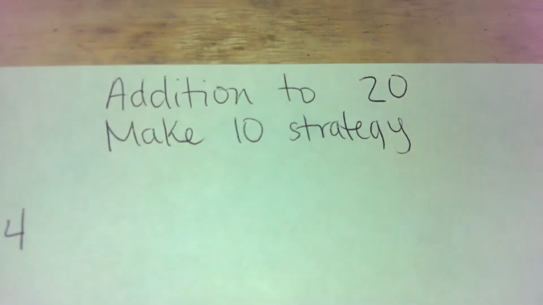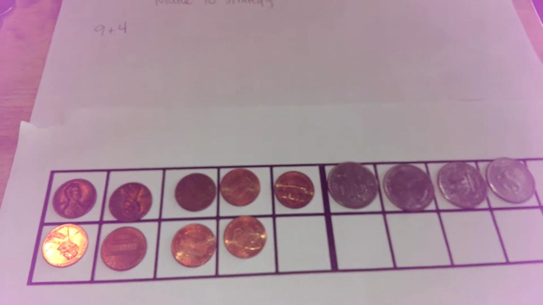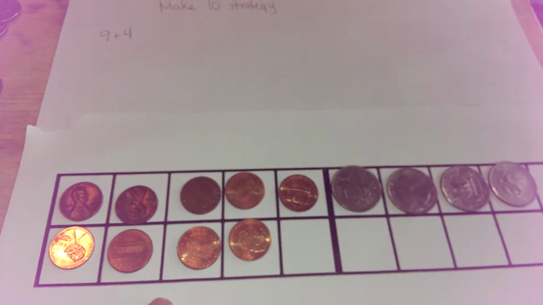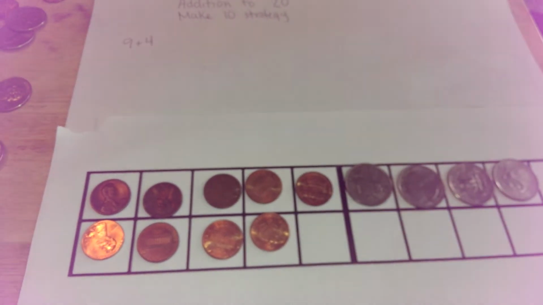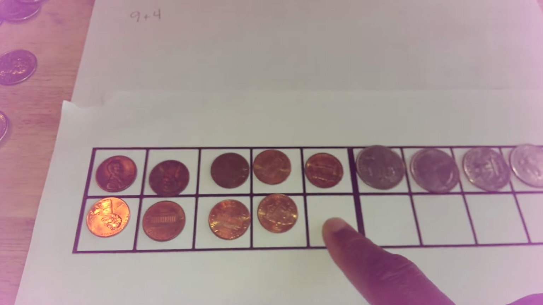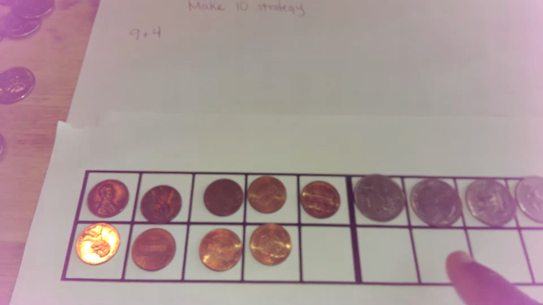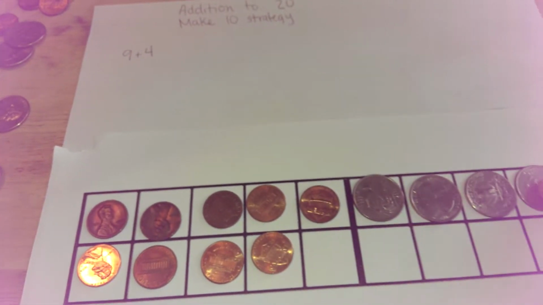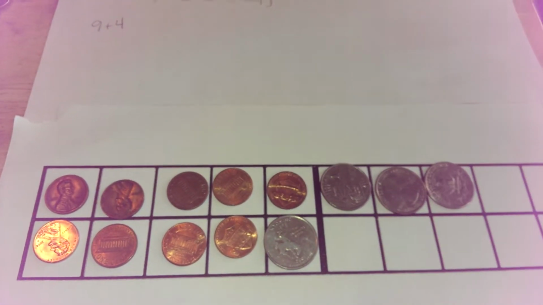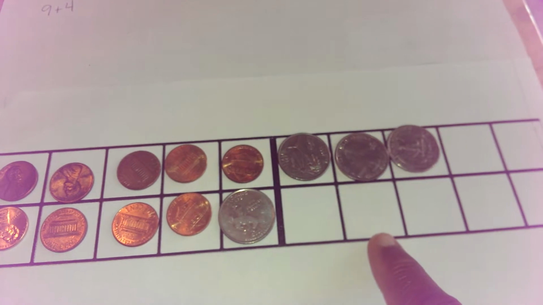So again, we're using the Make 10 strategy. As I look at these two numbers, 9 and 4, I'm thinking of how can I put something together to make 10? I'm looking at 9 and it's very close to 10. So I think I'll go for the greatest number, and I just need one more coin to make this 10 coins. So I'll take 1 from my 4 to make this 10. Move over 1. Now, what can we see? 10 on this side and 3 on this side.